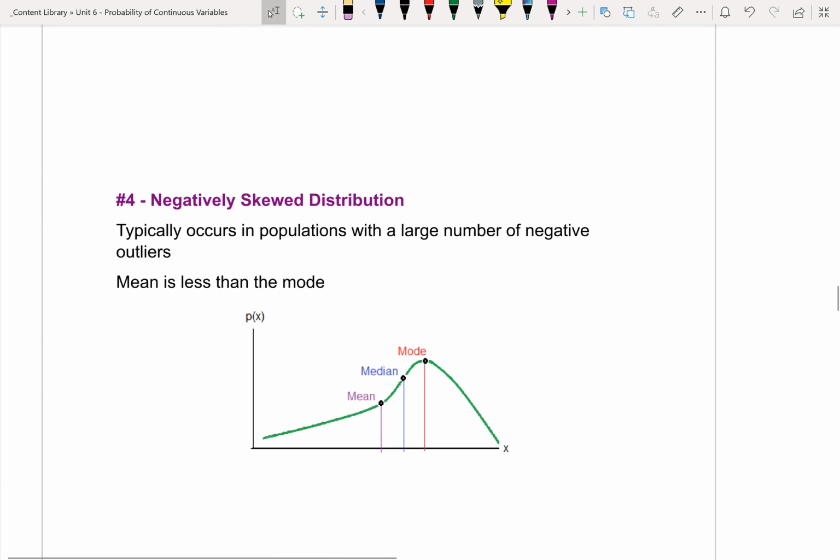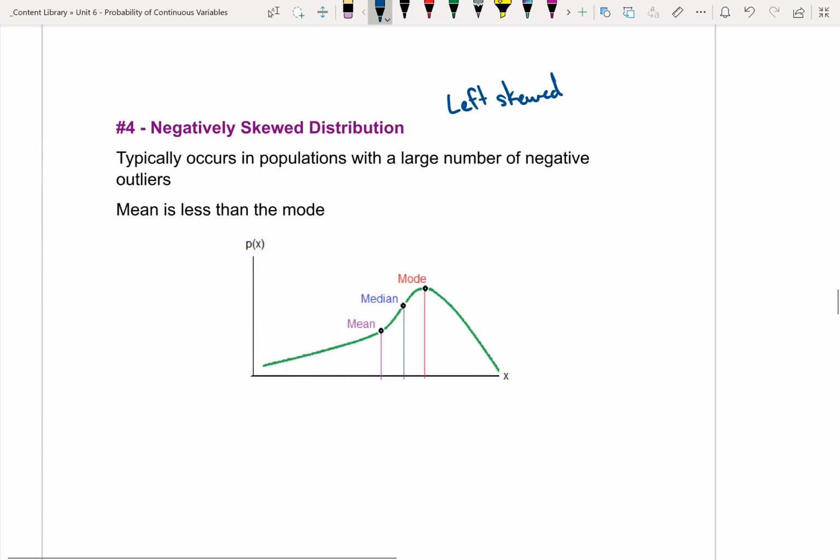For our negatively skewed distribution, the opposite of positively skewed, so positively was right, so negatively would be left skewed. This typically occurs in populations with a larger number of negative outliers. Similar to the last one, it's going to be the opposite. So rather than the mean being greater than the mode, in this case the mean is less than the mode, as we can see in our graph here. Again, just a rough example of it.